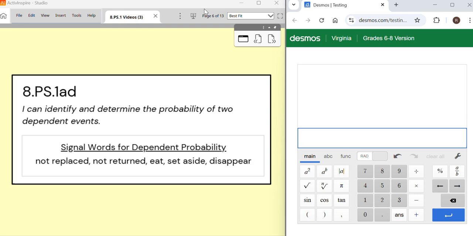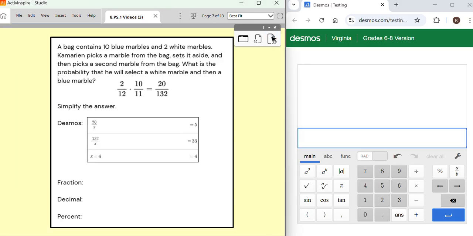I can identify and determine the probability of two dependent events. Signal words for dependent are not replaced, not returned, eat or eaten, set aside, and especially disappear. Dependent stands for the D if something disappears, or if the bottom number in your probability calculation changes. So let's look at this first example.